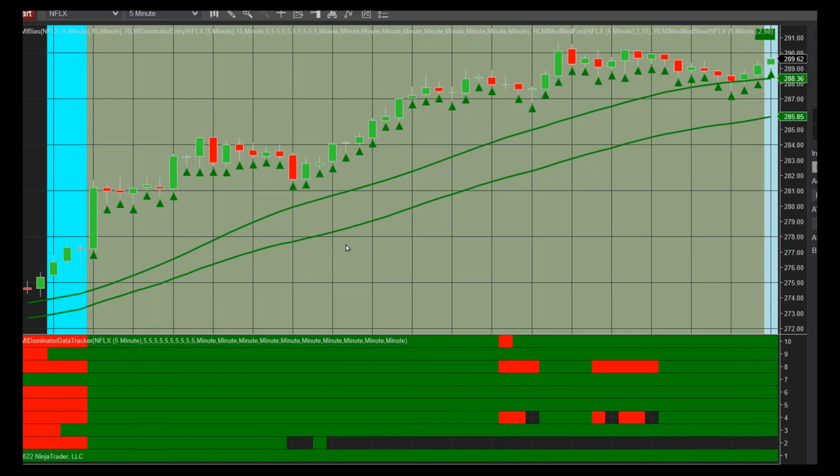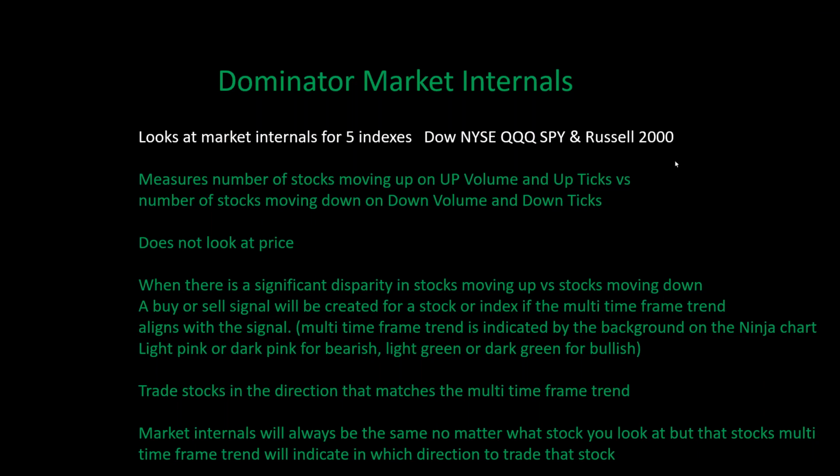But this video is specifically directed for anybody who likes to trade the SPYs or the Qs or the IWM, which means you can do it on SPY or Qs puts and calls, or you can use futures. Okay, so here's the dominator market internals. I just want to explain what it's looking at, and it's looking at 5 market internals.